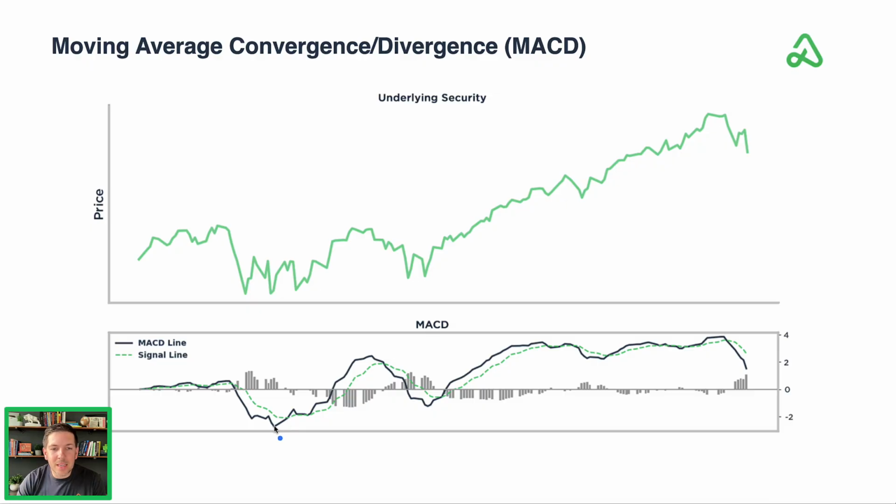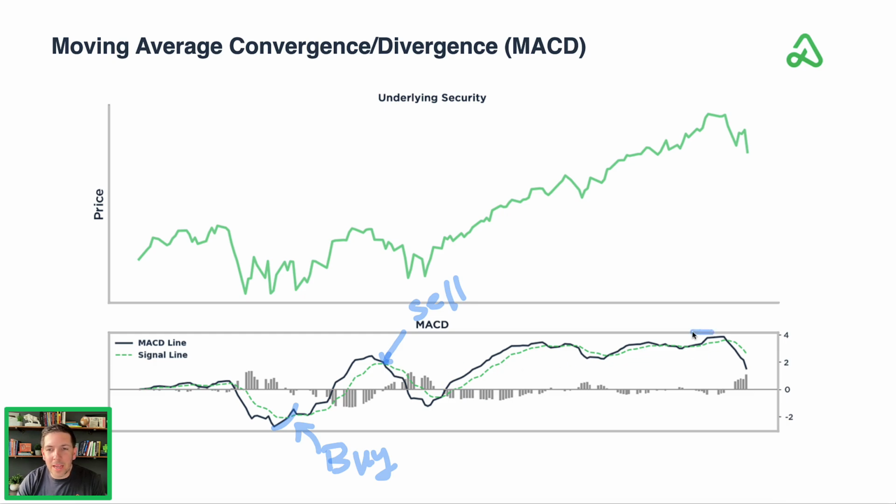So in this case, it would be the cross of the MACD above the signal line, which would be down here. That would be more of your bullish signal right there, or your buy signal. And then if you get the cross below the signal line here, the dotted line, this might be your sell signal right here. And this is what generally would happen with MACD.